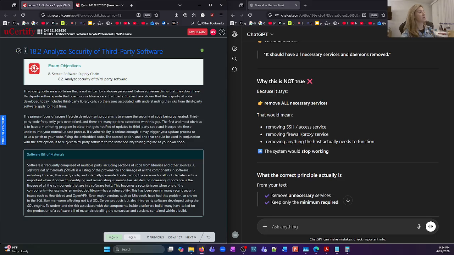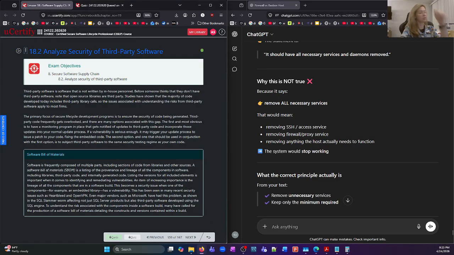Software is frequently composed of multiple parts, including sections of code from libraries and other sources. A software bill of materials is a listing of the provenance and lineage of all components in software. I will take a screenshot of this.